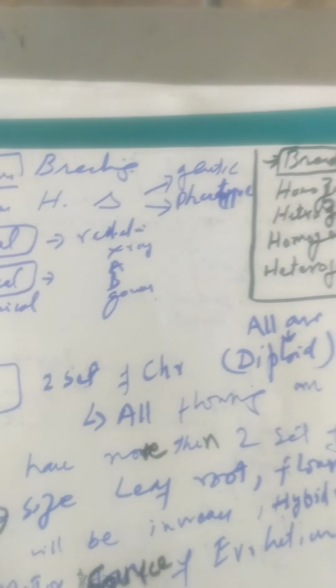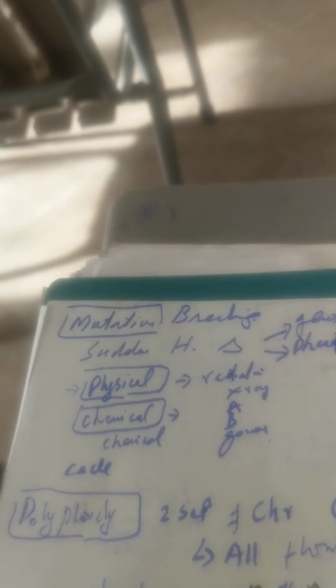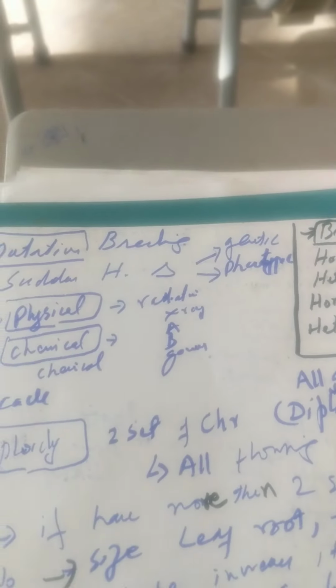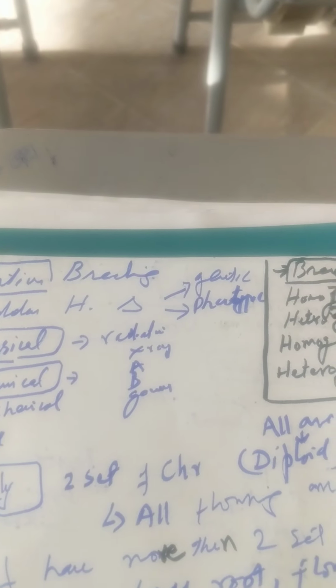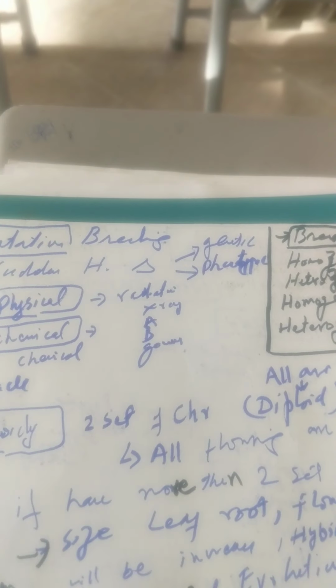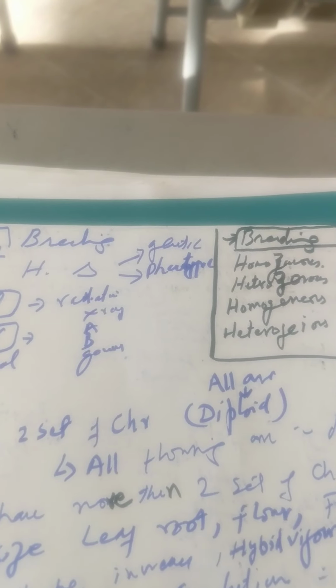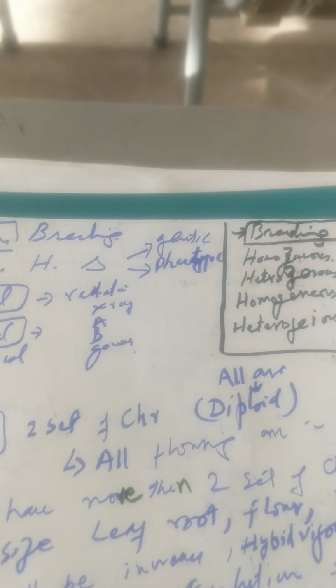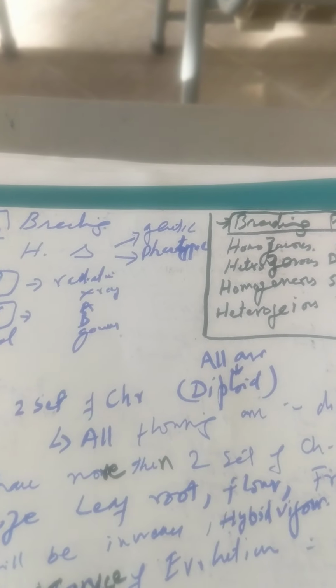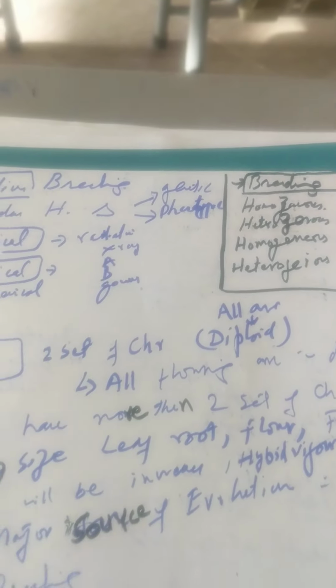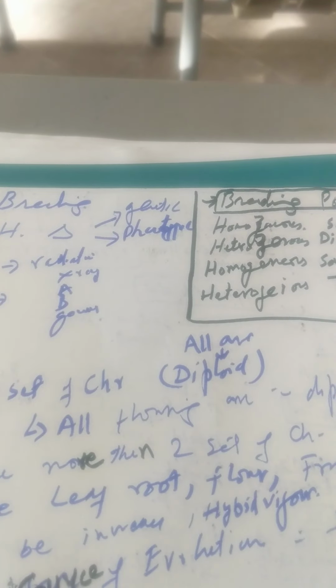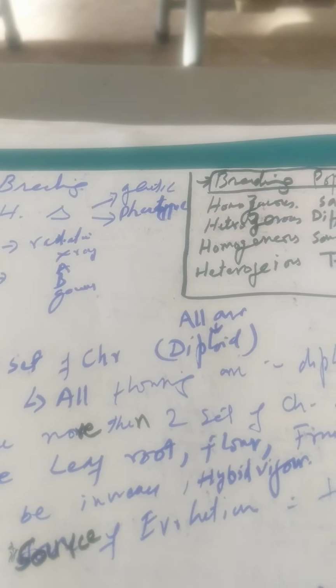Then next is mutation breeding. Mutation is a sudden heritable change, which may be genetic or due to phenotypic behavior. It is also induced by physical or chemical agents. Physical agents include radiation such as alpha rays, beta rays, gamma rays and X-rays, while chemical agents include compounds like CaCl.